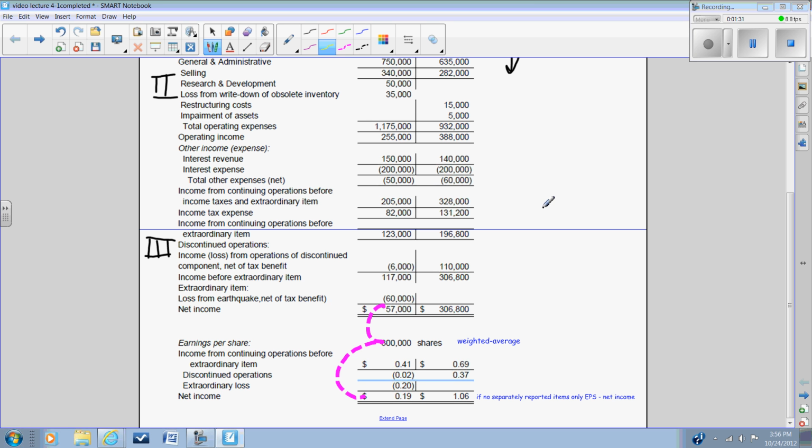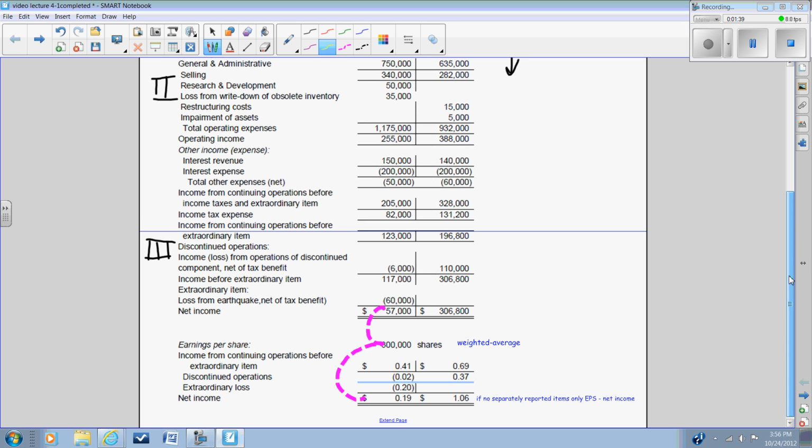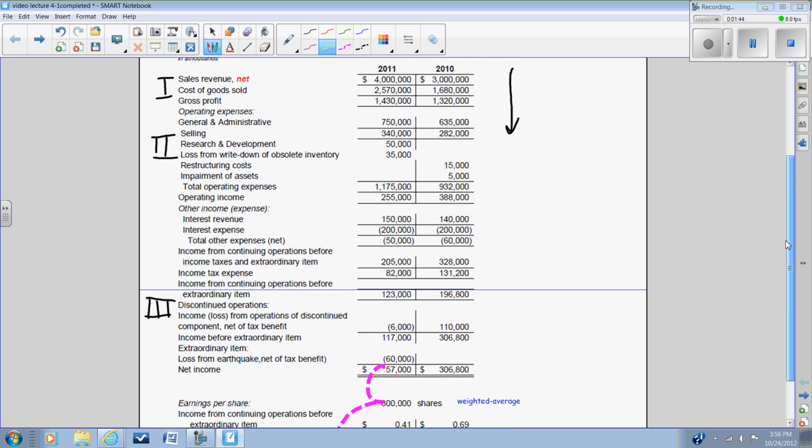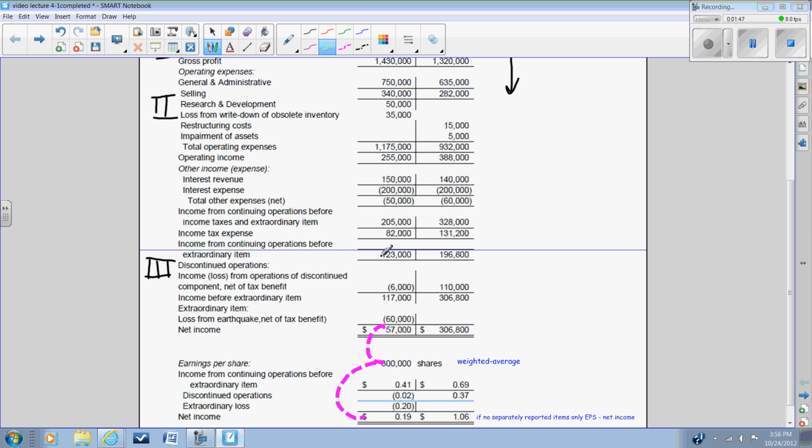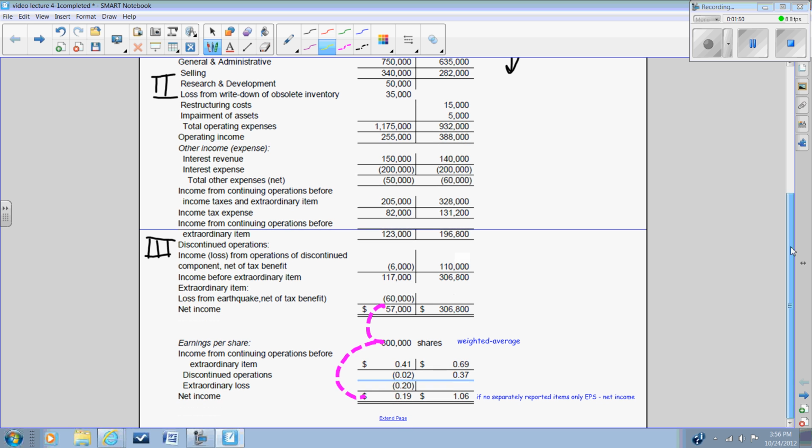for net income. When we do have separately reported items, as we have here from our kitchen sink company, we're going to report starting with our income before extraordinary items. So we're going to give this number, which many believe has a highly predictive value. That is, you can base your future-oriented decisions on this historical number.